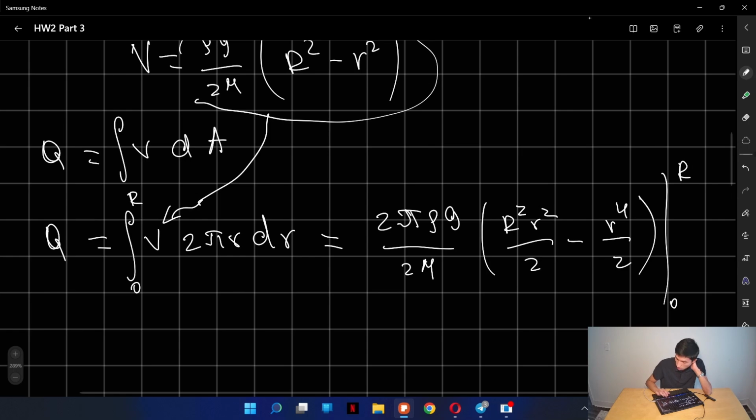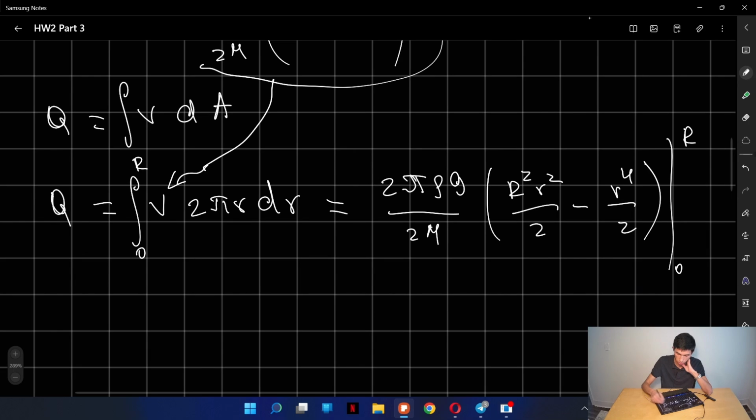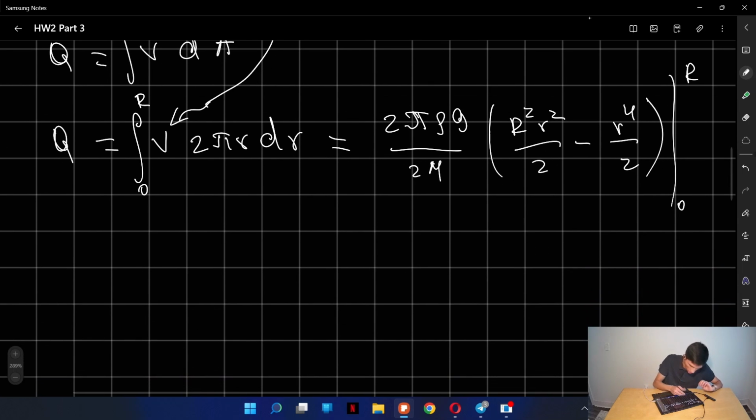And when we plug in 0, everything is going to be equal to 0, right? So we're left with only everything plugged in at the capital R, the radius of the outer shell. So it's going to be 2 pi rho, density, times gravitational acceleration over 2 times viscosity.